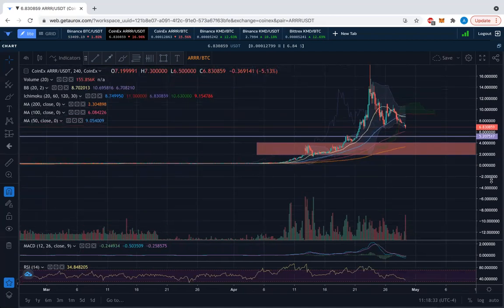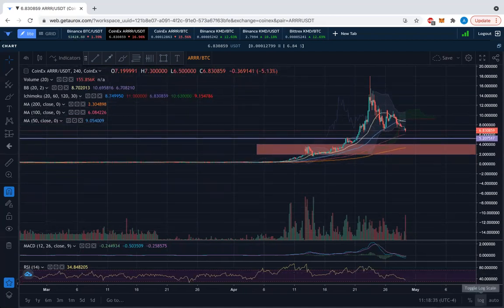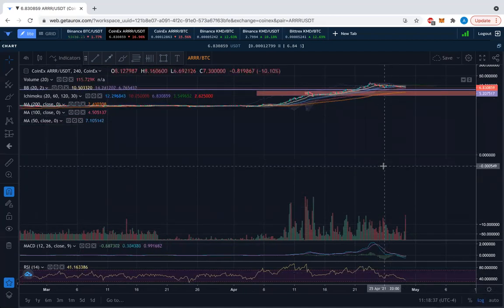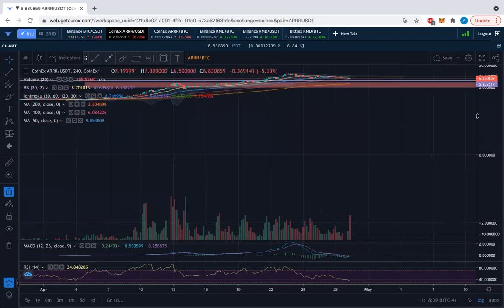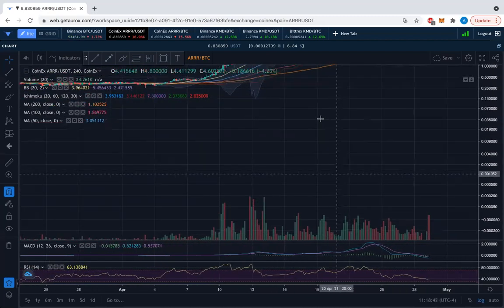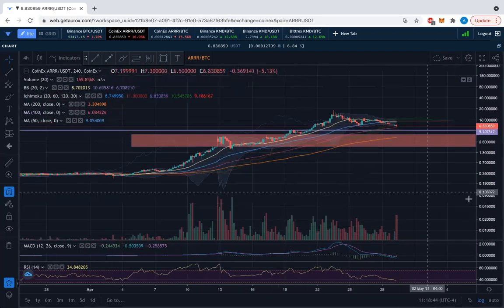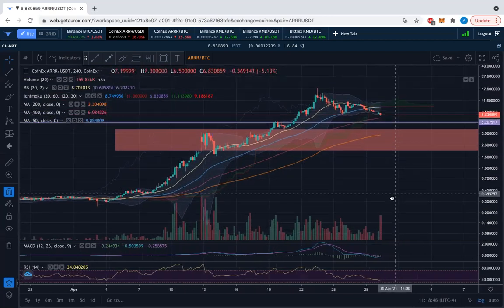Pirate Chain. This is not even a log chart. We're going to click at the bottom right here to get the logarithmic scale. Oh, maybe that's why the trend lines weren't working. I'm not sure. Who cares? The logarithmic scale is going to give us a different proportionality to the chart.